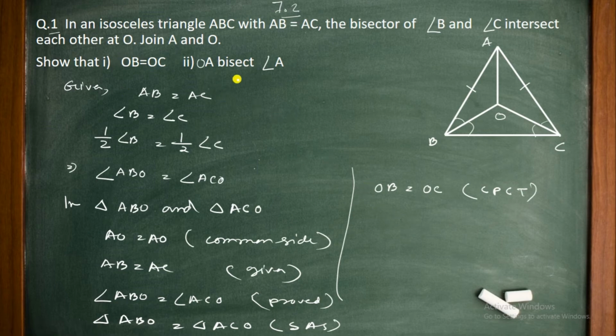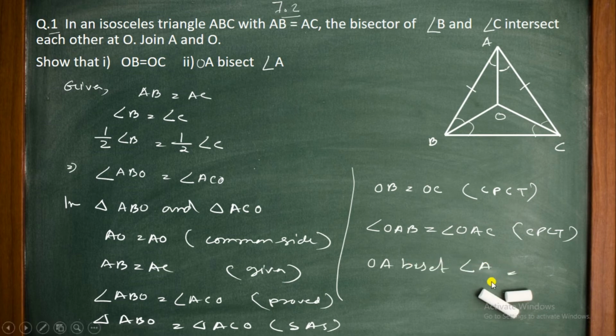And we have to prove also that OA bisects angle A. This one bisects angle A. So we know if these two triangles are congruent, then this angle and this angle will be equal because they are the corresponding parts. So we can write here angle OAB is equal to angle OAC by CPCT. That means OA bisects angle A. So this is how we can prove question number 1.